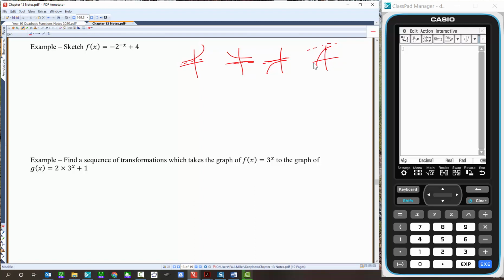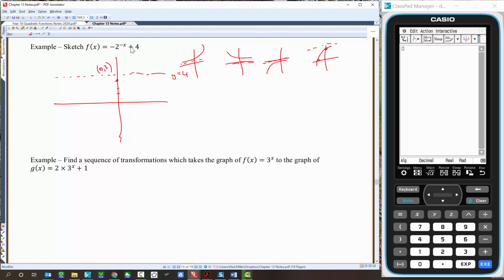Noting, interestingly, that we're going to get an x and a y-intercept this time. Okay, let's put it together. So we know our asymptote is going to be at y equals 4. Let's work out the y-intercept, which occurs when x is equal to 0. 2 to the 0 is 1, 1 negated is -1, -1 plus 4 is 3. Okay, that's our y-intercept. So that's 0, 3.